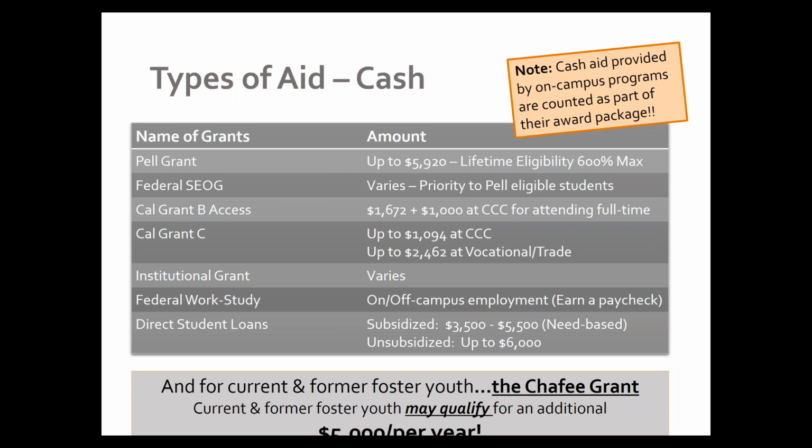Your subsidized can range anywhere from $3,500 to $5,500. First year freshmen will receive $3,500, sophomore increases by $1,000, and then junior and senior year it goes up to that $5,500 max. And then you have the unsubsidized, which is up to $6,000. And in addition to these types of aid, the students can also be eligible for the Chafee grant, which is a California grant, because they apply through the California Student Aid Commission. So that's another California grant that students may be eligible to receive in addition. Next slide.